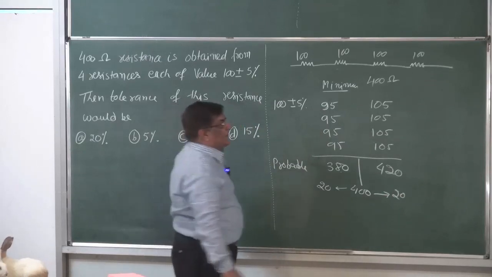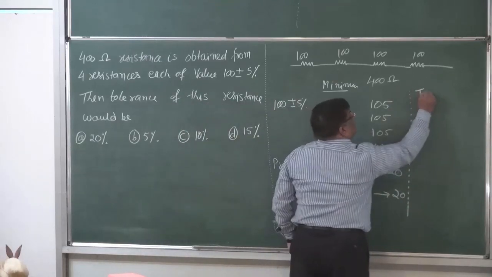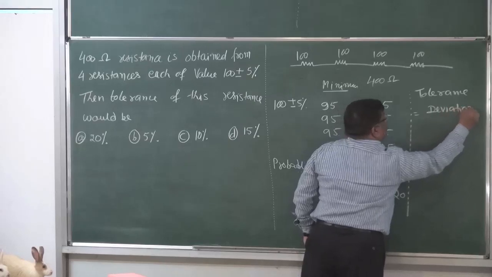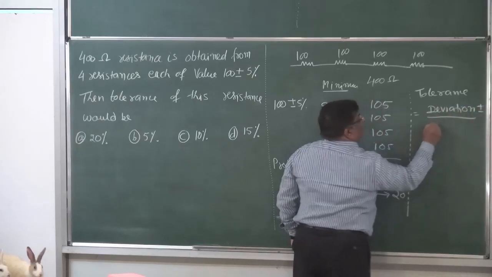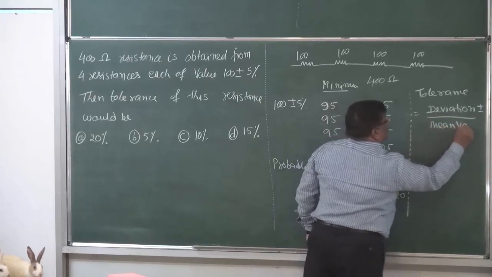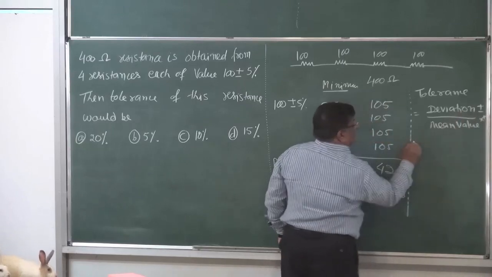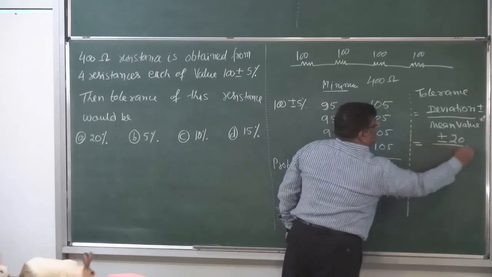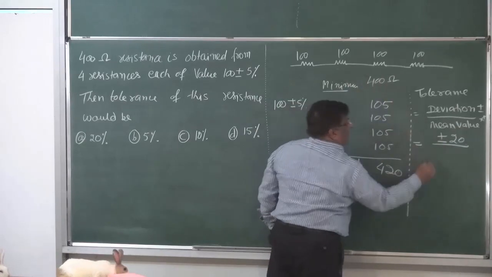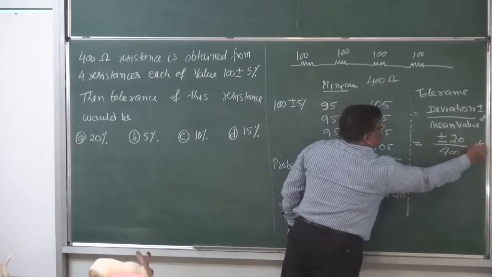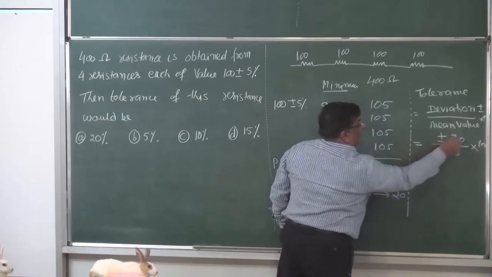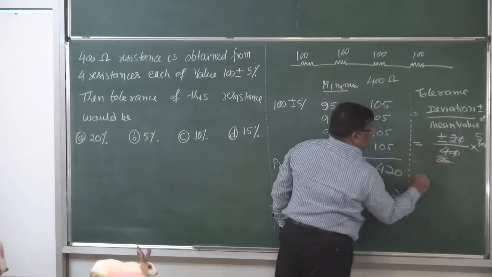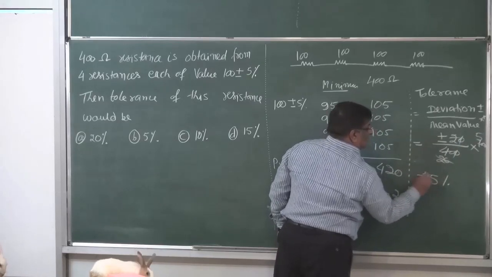So how much is tolerance? Tolerance is deviation divided by mean value into 100. So this deviation is 20, plus 20 minus 20. Mean value is 400. Make it percentage, multiplied by 100. So this is equal to 5% plus minus.